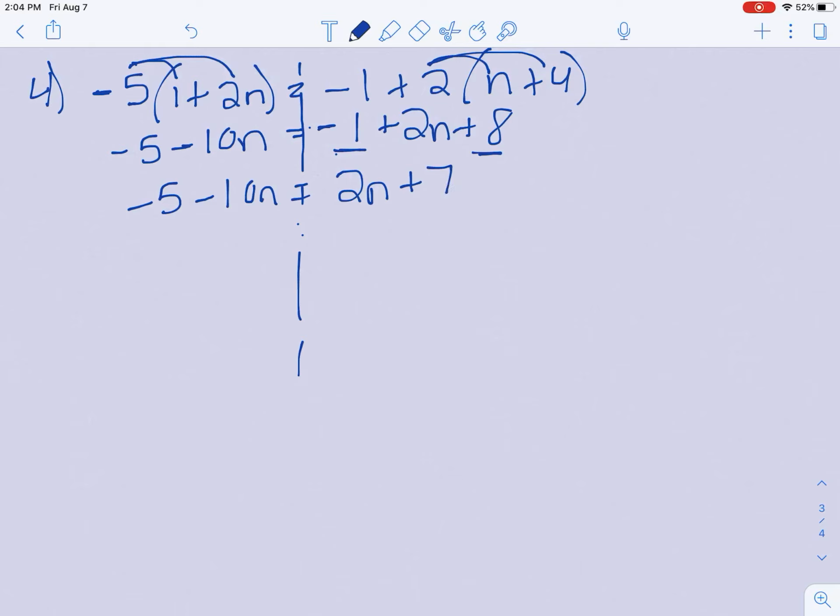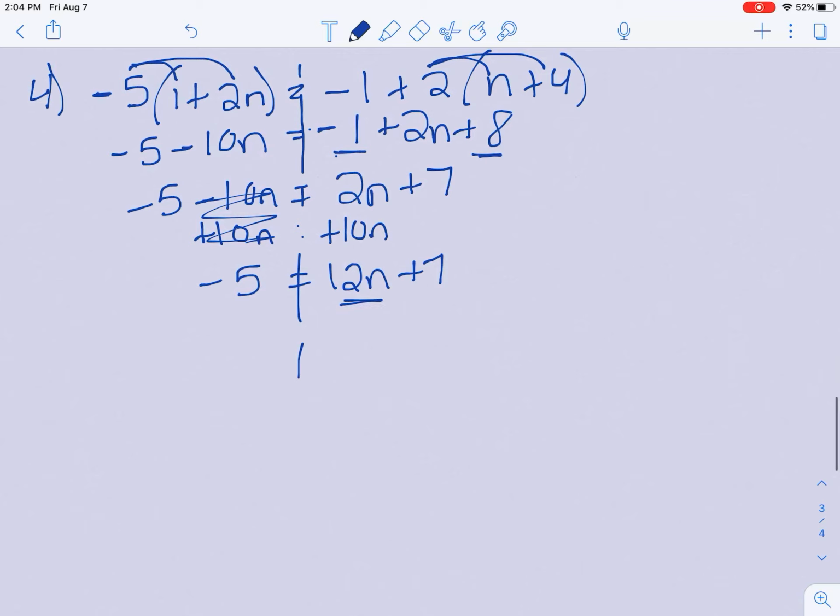I need to get my n's together, so I'm going to move the smaller one, which would be negative 10n. If I have a minus 10n, to move it, I'm going to add 10n. That cancels these 10n's. I'm going to bring down my negative 5 and my equal sign. 2n plus 10n would be 12n. Plus 7. Okay, bring that down.